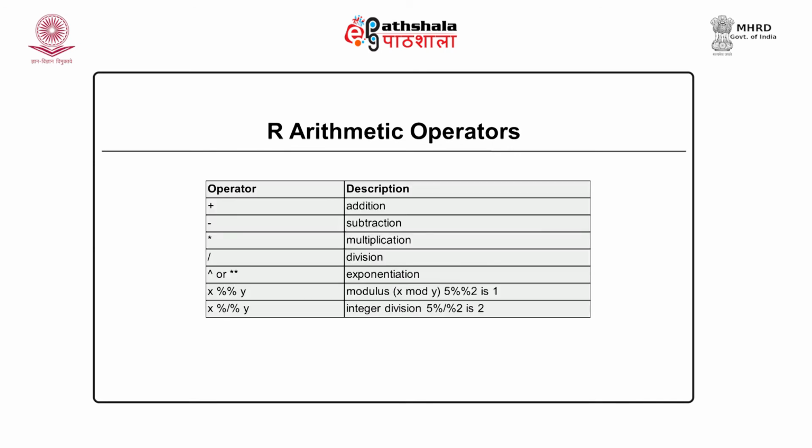Now, as we see, there are operators that are supported. Operators like plus, minus, multiplication, division and exponentiation are supported. The modulus operator and the integer division operator are also supported by R. Here for modulus we use the percentage sign twice, and for division we use the percentage slash percentage sign. So, these are the arithmetic operators.